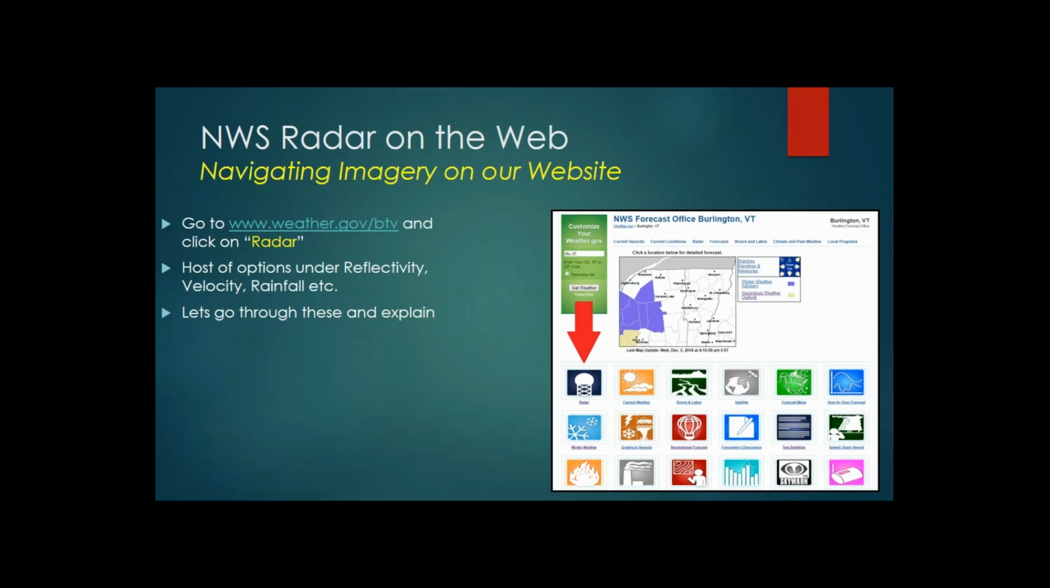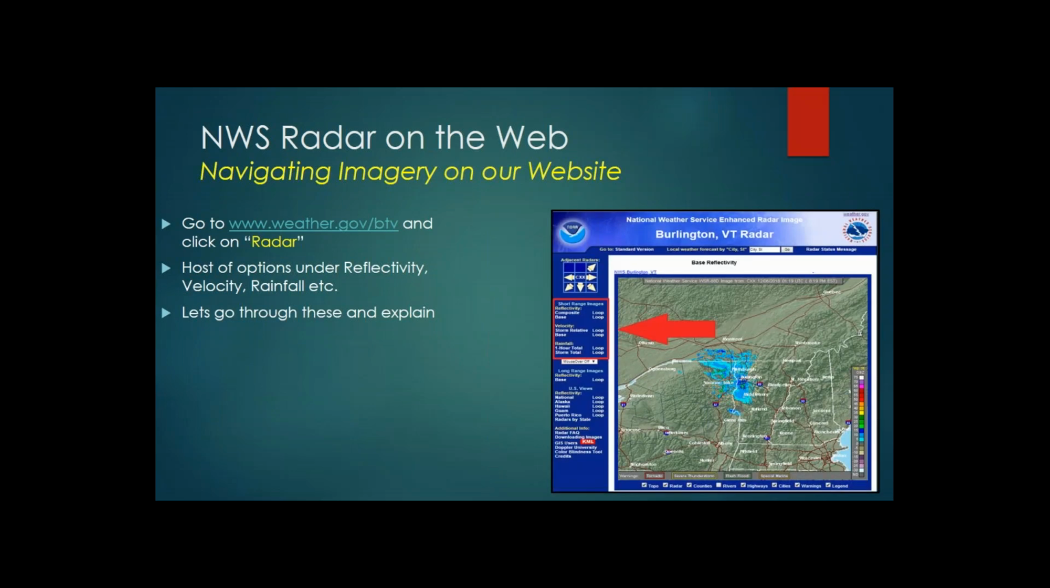In our case, it's weather.gov/BTV or /Vermont will also get you there. And you click on that radar icon there. And then there's going to be a host of options under reflectivity, velocity, and rainfall. When you click on that radar, you're going to get this site here, and then you're going to see all these options over here of reflectivity, velocity, and rainfall. There's also some other stuff down here, some national views and some FAQ stuff. I'm going to concentrate on this red box area right here, which is all of our local imagery. That's the most important thing you'll probably want to look at.